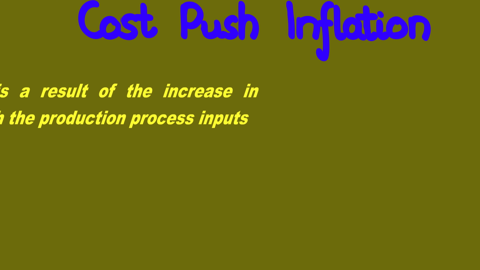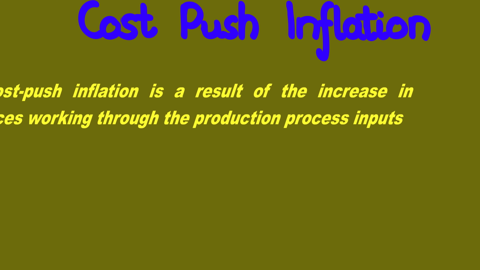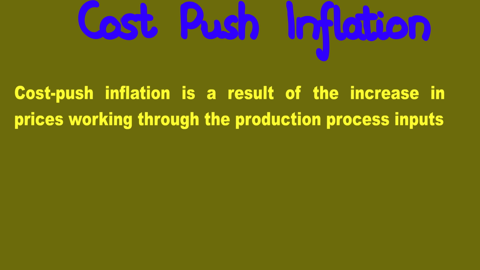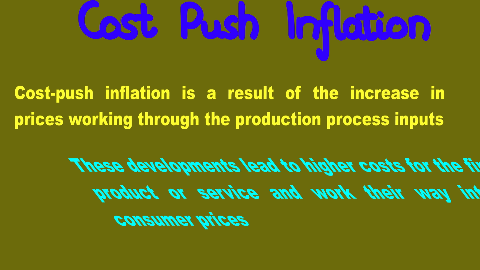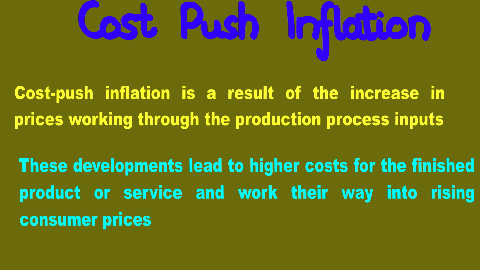Cost push inflation. Cost push inflation is a result of the increase in prices working through the production process inputs. When additions to the supply of money and credit are channeled into a commodity or other asset markets, and especially when this is accompanied by a negative economic shock to the supply of key commodities, costs for all kinds of intermediate goods rise. These developments lead to higher costs for the finished product or service and work their way into rising consumer price inflation.